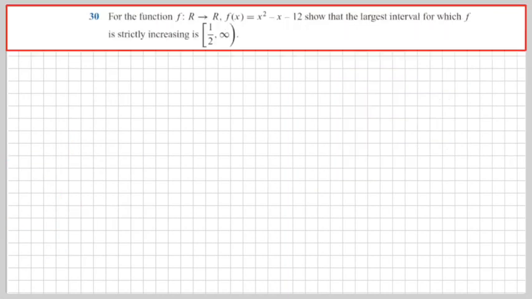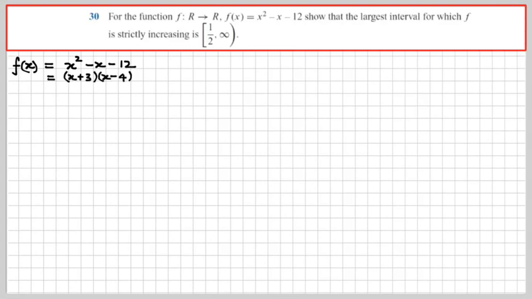Good. Now this is the last one. For the function, what is it? Oh, this quadratic-y thing, alright? Then show that the largest interval for which f is strictly increasing is from half, including half, up to infinity. That's strictly increasing, isn't it? Did they say that? Yes, strictly increasing. Okay, I think we need a graph. We always need a graph. So that's what it is.